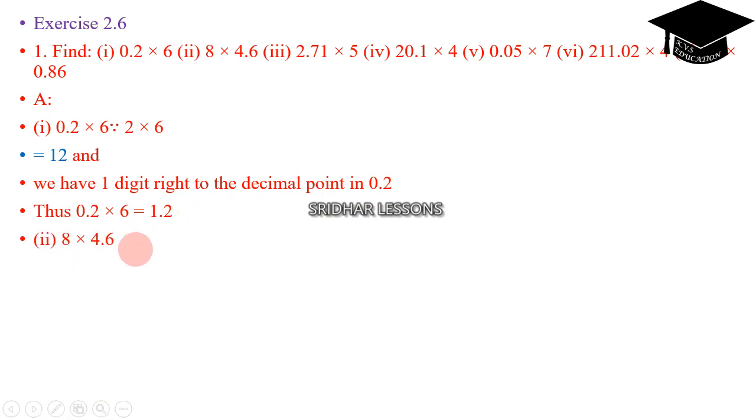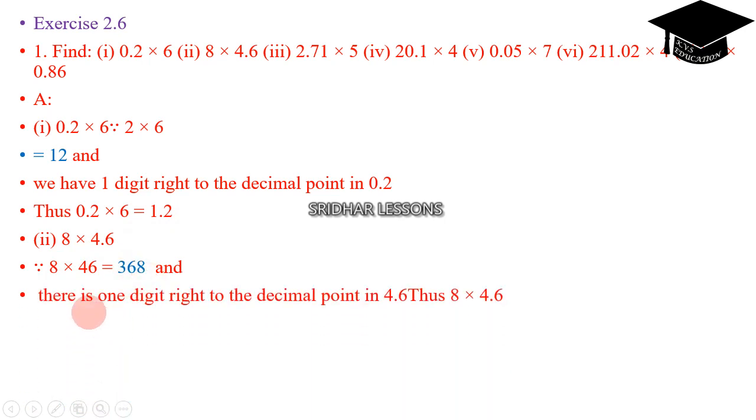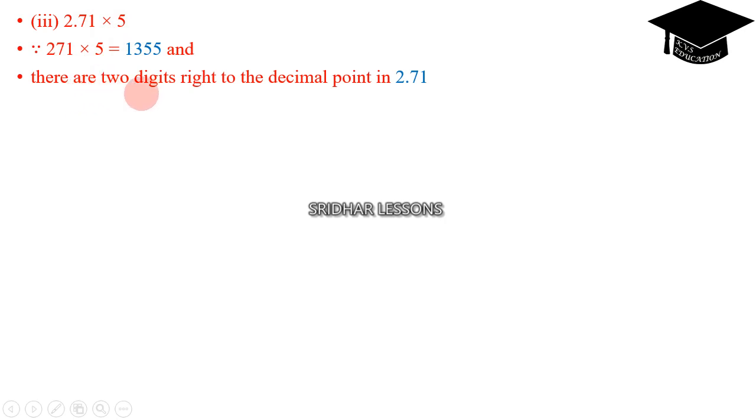Similarly, 8 into 4.6. So 8 into 46 is equal to 368, and there is one digit right here also. So 8 into 4.6 is 36.8. As simple as such. Next, 2.71 into 5. 271 into 5 is equal to 1355, and there are how many digits? 2 digits right to the decimal point in 2.71. So 2.71 into 5 is equal to 13.55. Okay.